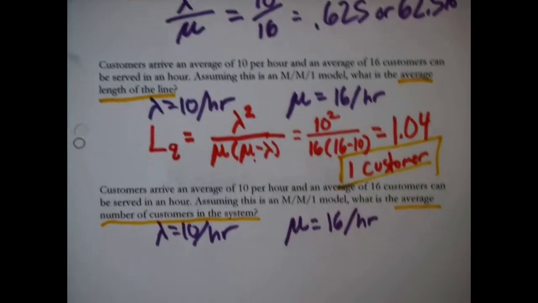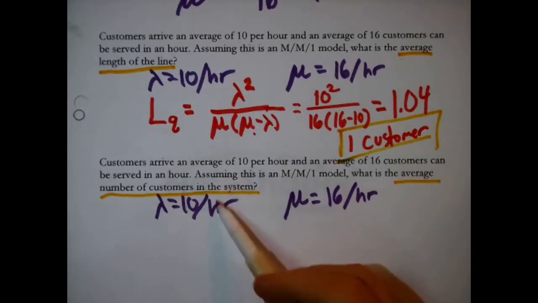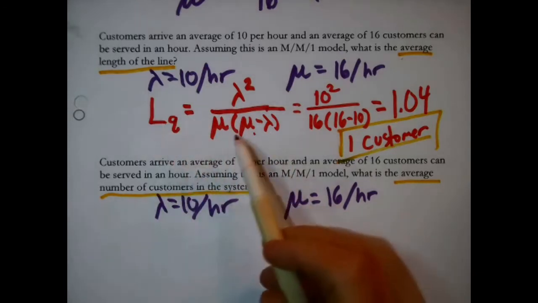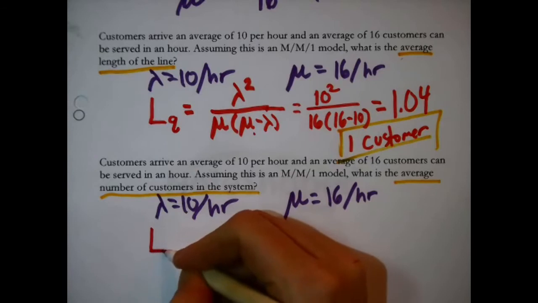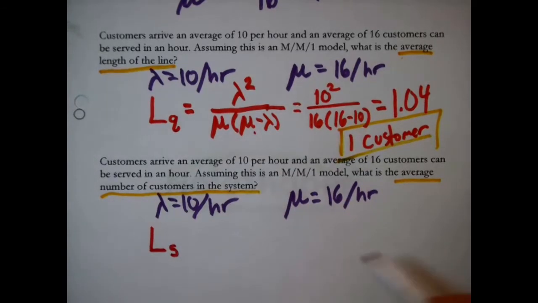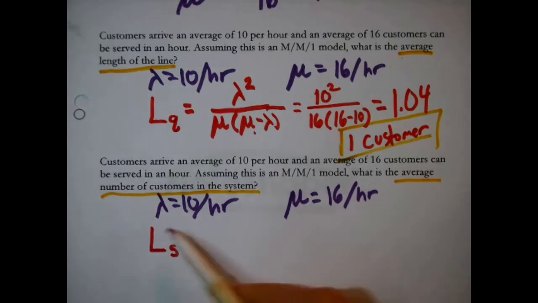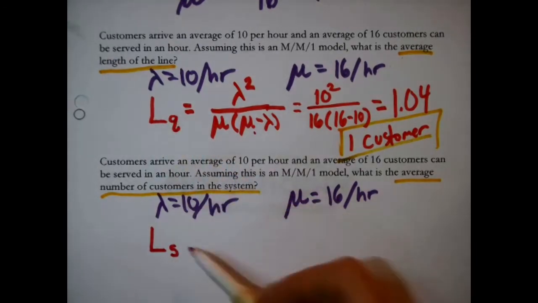This formula, how do you know which one to use? It's asking about number of customers again, like it was previously. That one was the average number of customers in the line. This one's the average number of customers in the system, so it'll be capital L, again for length, but sub S for the system. This includes anybody that's being served. That's what makes it different from the previous question. All right, what actually is that formula?